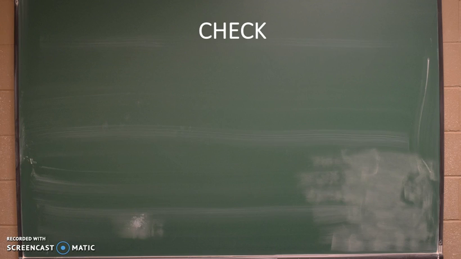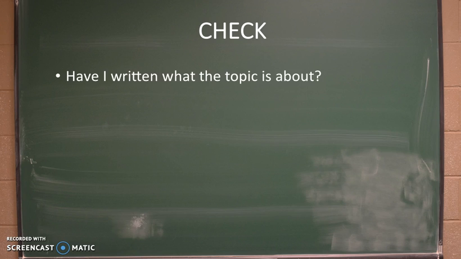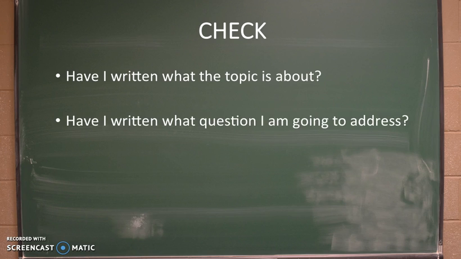Now, finally, just to check that you've included all the relevant information in your introduction and that you have done it correctly, ask yourself the following questions. Have I written what the topic is about? So, have I included the general background information relating to the area that I'm talking about? Have I written what question I am going to address? Now, it's in your title, but you may wish to reiterate this and paraphrase it in the introduction. So ask yourself, have I addressed what I am actually going to talk about?